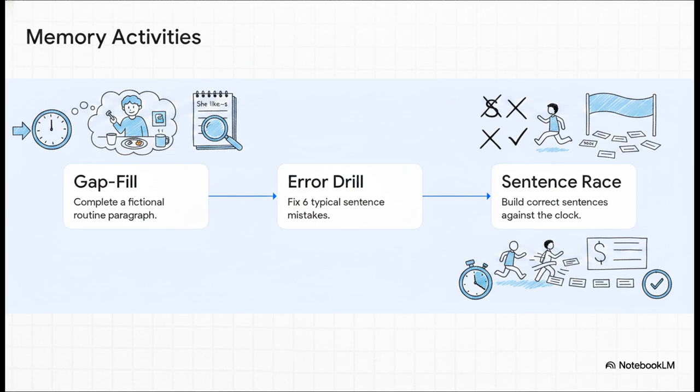First, a gap fill using a fictional person's routine. Second, a correct the error drill where you deliberately give them sentences with those typical mistakes we flagged earlier. Missing the S or double marking. And third, a fun sentence-matching race where pairs build correct sentences against the clock using subject cards and verb phrase cards. These activities keep the focus entirely on grammatical accuracy, not deep meaning just yet.